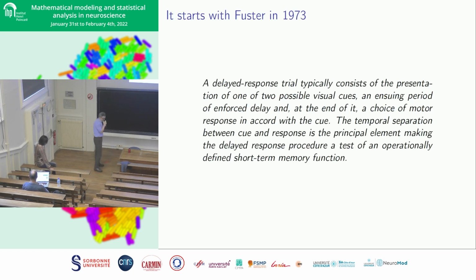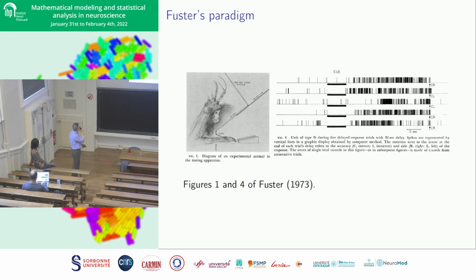And we start the story with Joachim Förster in 1973, who wrote in the first paper that described the phenomenon I will show you next: A delayed response trial typically consists of a presentation of one of two possible visual cues, an ensuing period of enforced delay, and at the end of it, a choice of motor response in accord with cue. The temporal separation between cue and response is a principal element, making the delayed response procedure a test of an operationally defined short-term memory function. So what does that mean?